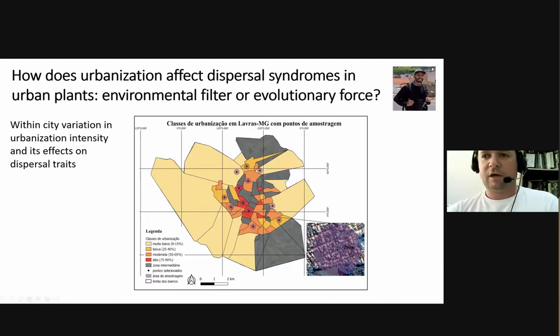And just to finish off, we have the work that's being done by Jonathan in his master's, which is looking at the dispersal syndromes in urban plants. He's asking questions related to urbanization being an environmental filter or evolutionary force of dispersal traits in spontaneous plants in cities. So not only invasive plants, but spontaneous plants. So it doesn't include any cultivated plant. It's only about plants that grow mostly as what people would usually call weeds in cities. And he's looking at different intensities of urbanization, in the sense that he wants to know if more intensely urbanized areas or less intensely urbanized areas produce different dispersal characteristics in plant communities.